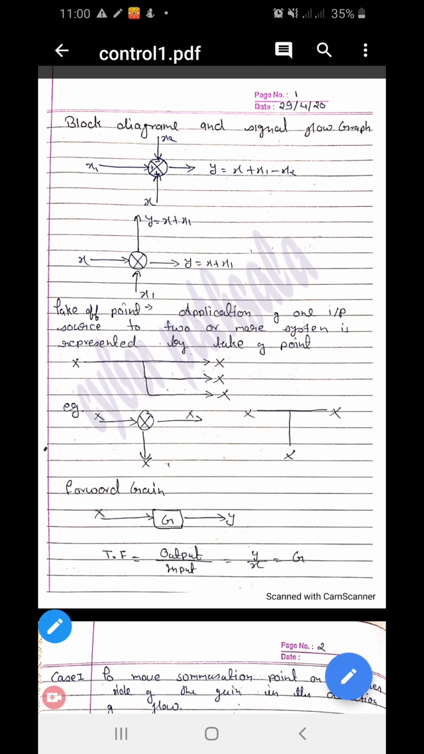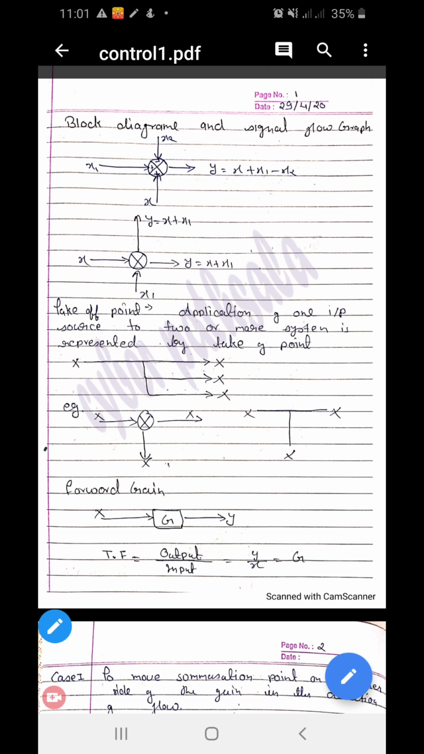So welcome guys in Cyber Pathshala, and in the control system series we are going to start with block diagram, some basics of block diagram, and in a later video I will cover the numerical part, and then we start the signal flow graph. So let's start with the block diagram reduction techniques.